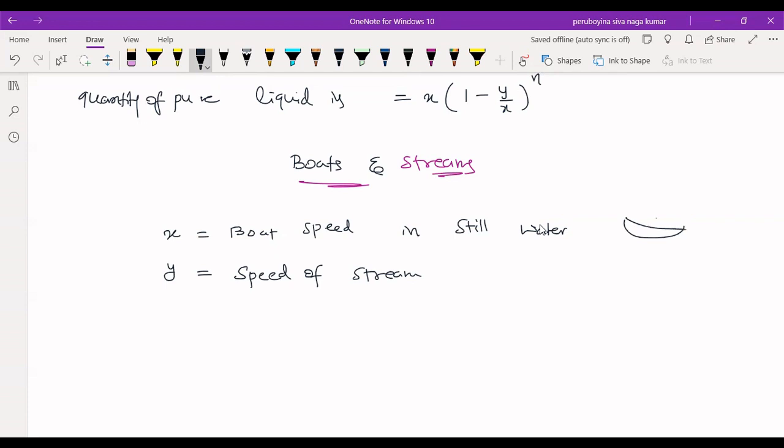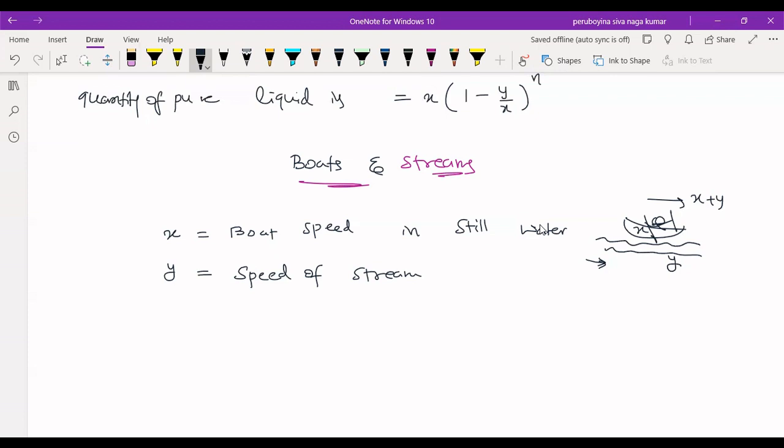This is a boat, suppose. The boat speed will be X, and the water flow, the stream speed, will be Y. If water is flowing from left to right, and the boat is also moving from left to right, then the boat speed will be x plus y. Am I right?